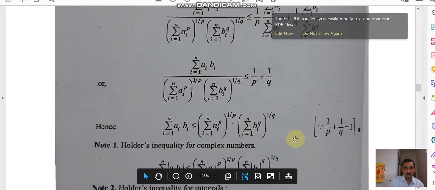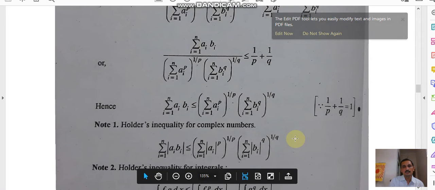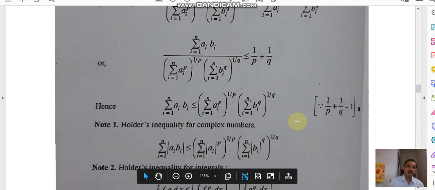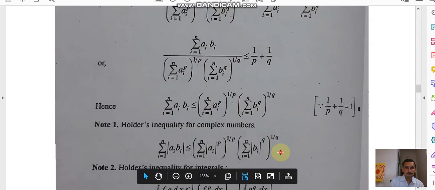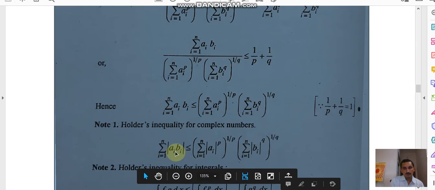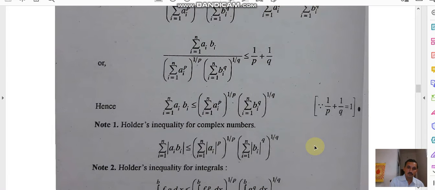So here we are having ai and bi as real numbers, and if ai and bi are complex numbers, then this inequality can be replaced in this form: modulus of the summation ai bi is less than or equal to summation i equal to 1 to n modulus ai power p whole power 1 by p into summation i equal to 1 to n modulus bi power q whole power 1 by q. So if the numbers are complex, then we consider the modulus.